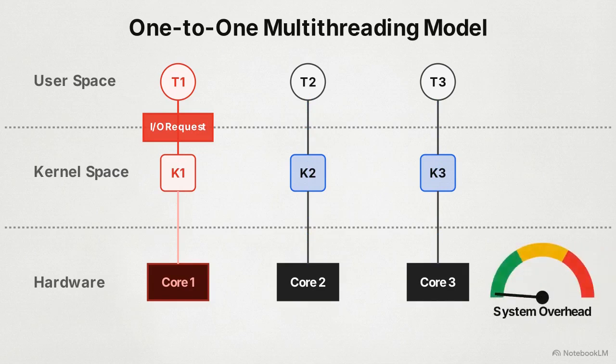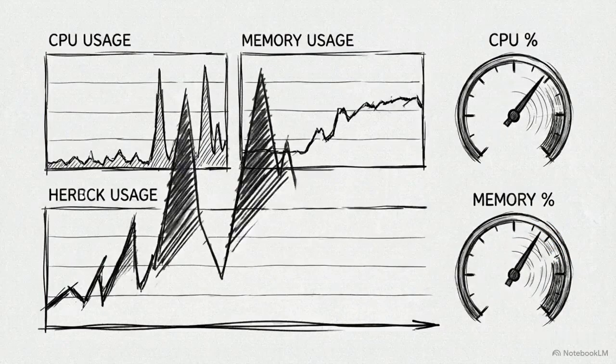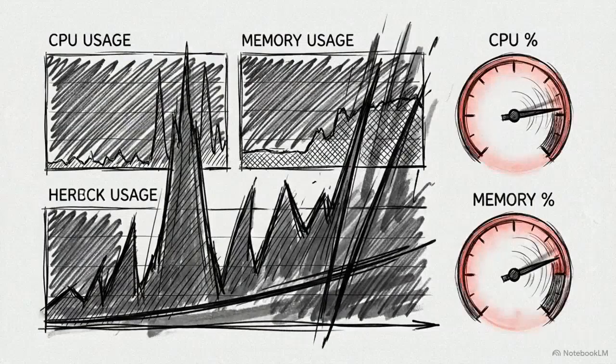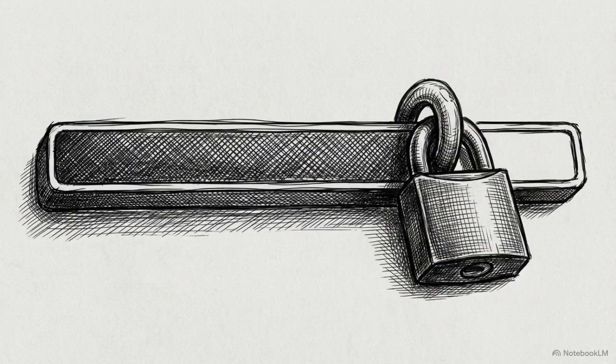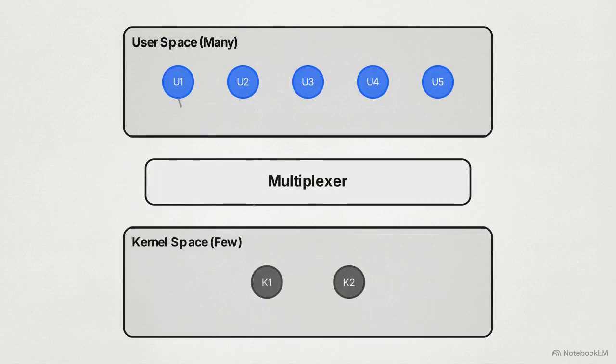The drawback is the immense weight placed on the operating system. Creating a user thread now requires the OS to create a corresponding kernel thread. This consumes significant memory and CPU cycles for management, forcing systems to impose hard limits on the total number of active threads. The one-to-one model secures hardware-level parallelism and prevents application-wide freezes, but it exacts a high toll in kernel resource consumption.